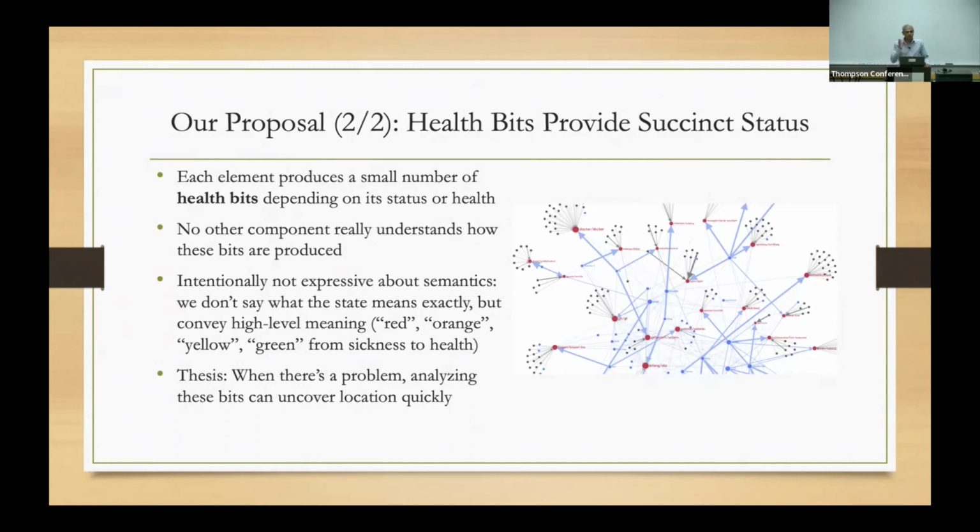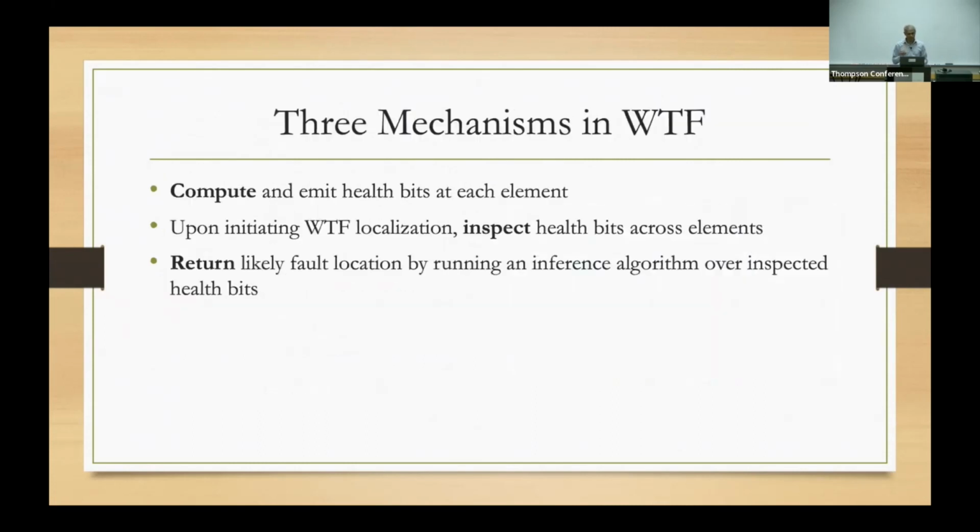What that means is you have a fixed number of health bits, or a small number of health bits, and the all ones bit sequence might mean something like everything is horrible, and the all zeros might mean something like everything is great, and you have a few levels in between. We don't really care about specifying the details of how it's implemented. All we care about is that there's a narrow interface. And the thesis is that because when something goes wrong, not everything is breaking at the same time, when there's a problem, there's a way to analyze these bits and uncover its location in a prompt way.